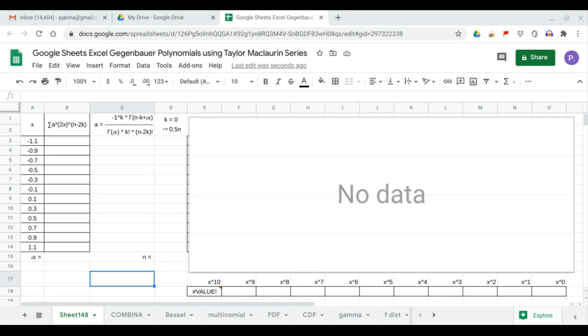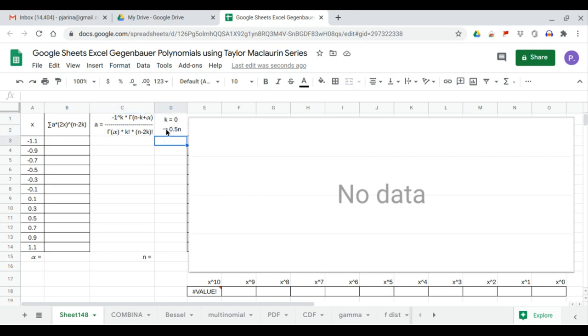The Gegenbauer polynomials. In this video, we'll generate the Gegenbauer polynomials using Taylor-Maclaurin series and Linest polynomial regression. Here we have the Gegenbauer polynomial, which is the summation of a times 2x to the power n minus 2k. The value of a is minus 1 to the power k times gamma n minus k plus alpha all over gamma alpha times factorial k times factorial n minus 2k.